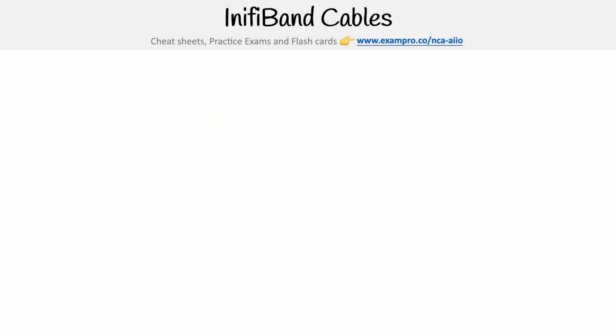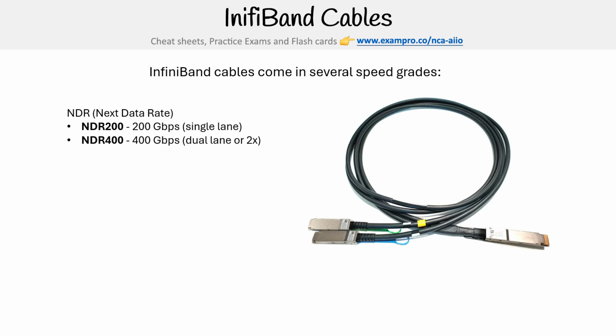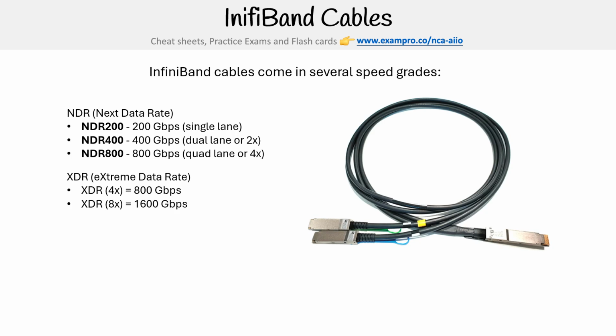Okay, let's talk about InfiniBand cables. InfiniBand cables come in several speed grades, and what cables you have installed is going to determine your actual throughput. So just because you have NDR, you need to know what cables you're using. If it's single lane, if it's dual, because look, it goes from 200 to 400, literally doubles. It goes to 800, right? Same thing with XDR. It only has 2. It has a 4 lane and an 8 lane. And so what's installed is going to determine your actual speed.